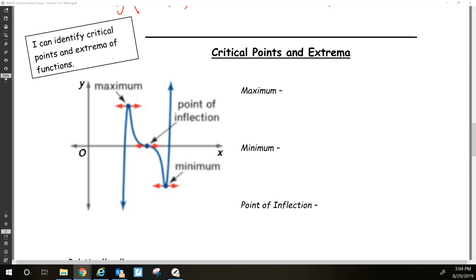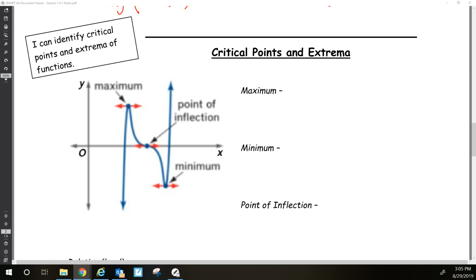Right, PreCalculus, we're back. This is part 2 of section 1.4.1. We're going to talk about critical points and extrema, which are like maximum and minimum values. We talked about these in Algebra 2, so this shouldn't be new for you.